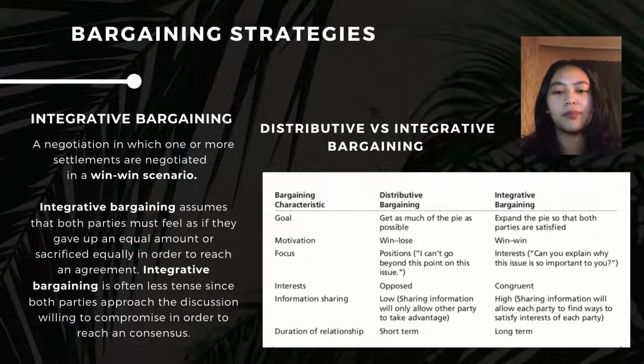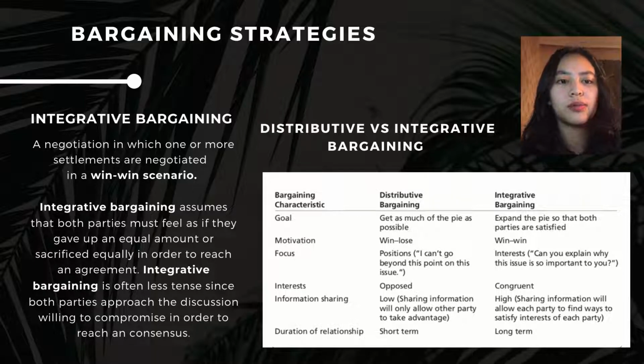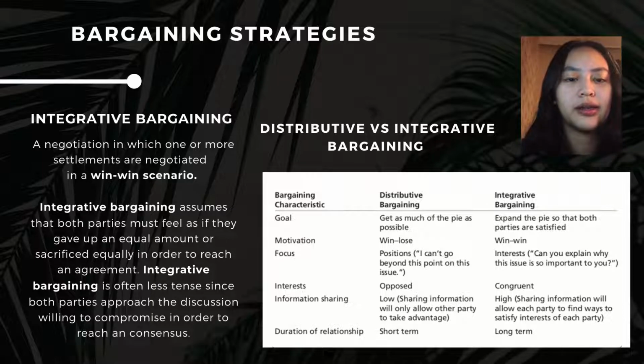As a result, the presentation consists of the marketing effort also from the information technology division. Therefore, both of them have a win-win solution. Here, there are some comparisons between distributive and integrative bargaining.